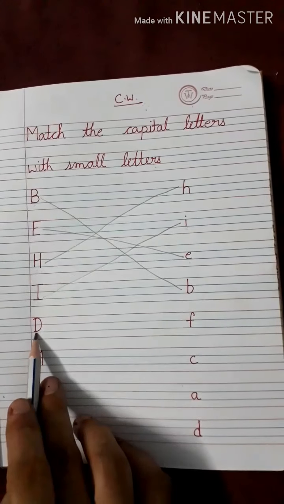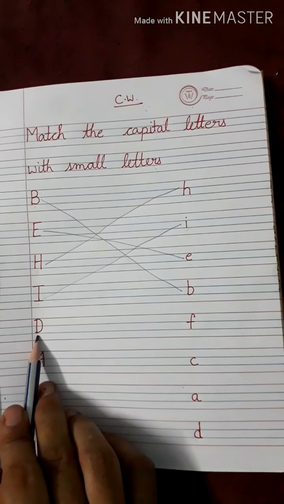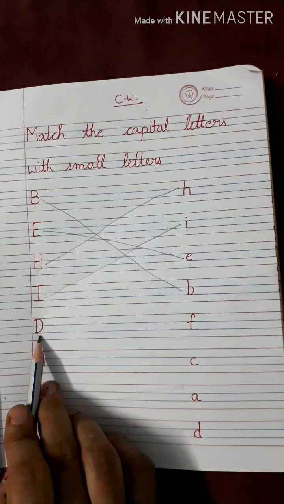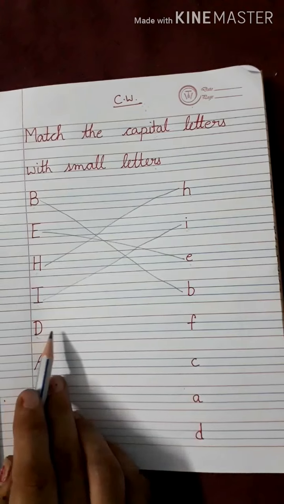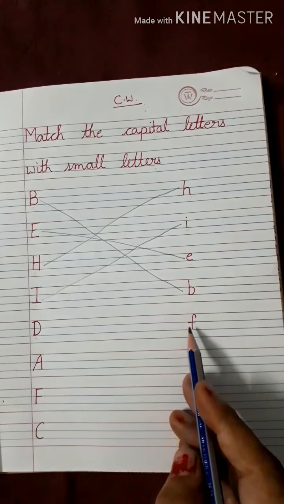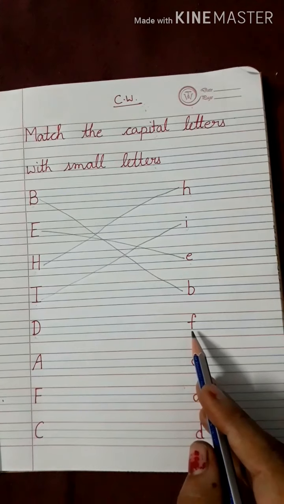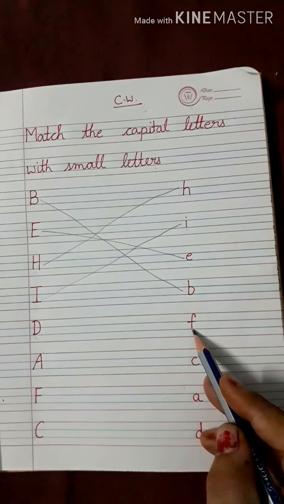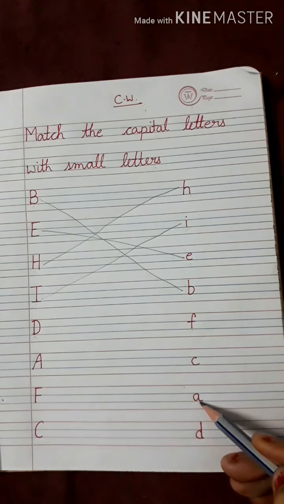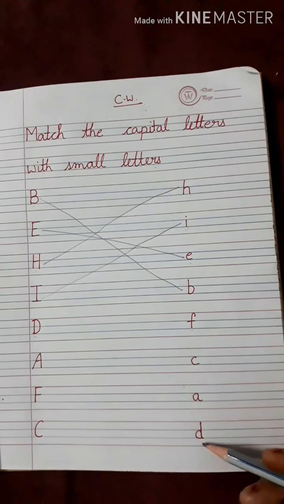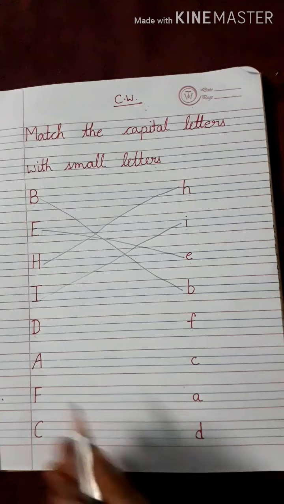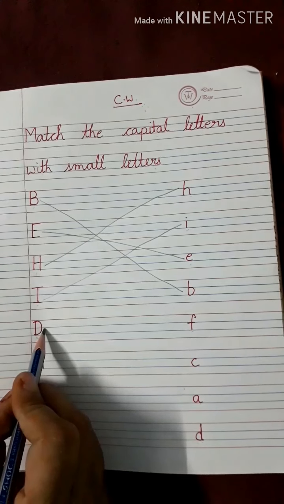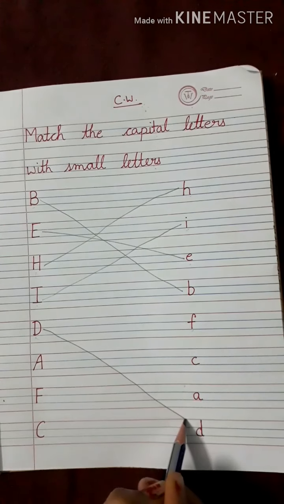Next, which letter is this? Capital D. Now we will find out small d. Where is small d? Is it this? No. This? No. This, yes. It is small d. Now we will match capital D to small d.